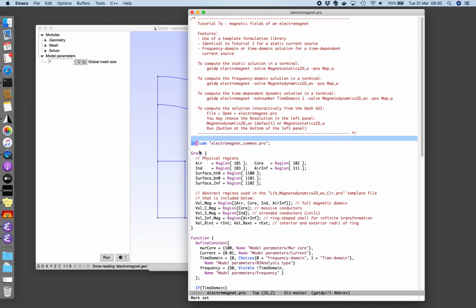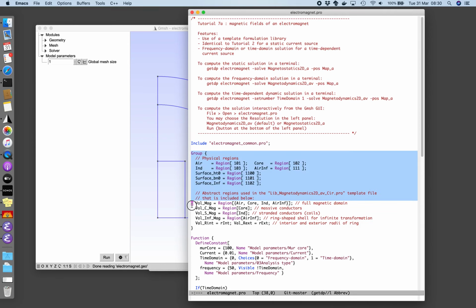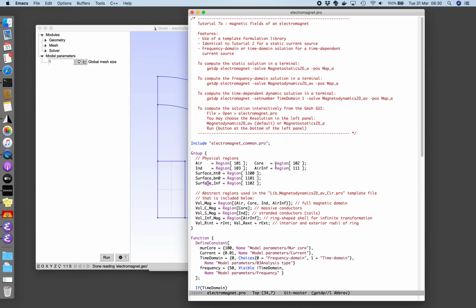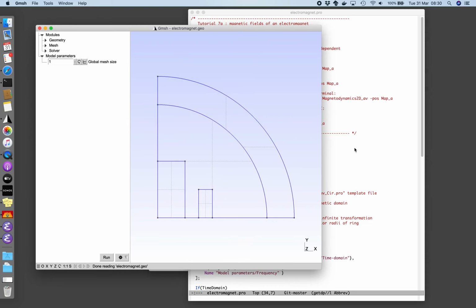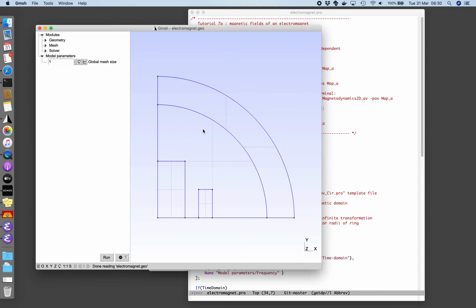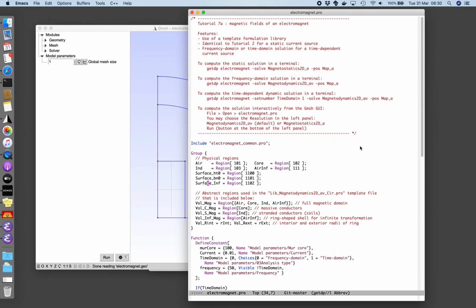Okay, so we have the include, and then we have the groups. Now we are familiar with this. We could just check, just to make sure that everything is correct. I said that the air was region 101. So let's have a look over here. Okay, air here is clearly physical surface 101, so fine. Core 102, indeed. Inductor 103, okay. And the infinite region 111, that's fine, great.